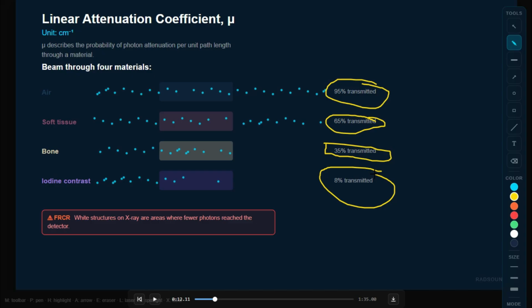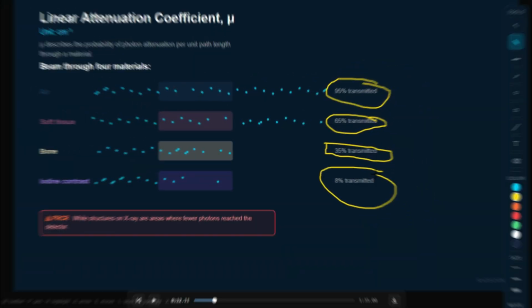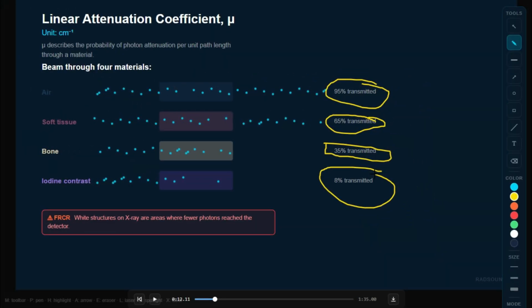In FRCR, or anywhere you see an X-ray, the white structures are areas where fewer photons reach the detector. If a person is undergoing a barium meal, the areas that appear very bright, the stomach filled with barium, appear white because almost 92% of the X-ray photons passing through the stomach do not reach the detector. Only 8% were transmitted. This is very important to understand. The areas that appear black mean almost all the photons passing through those areas were transmitted, such as the lungs and air inside the colon.